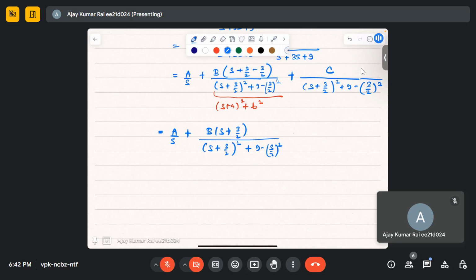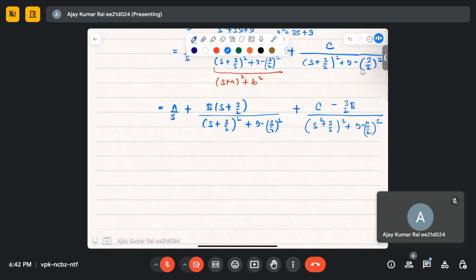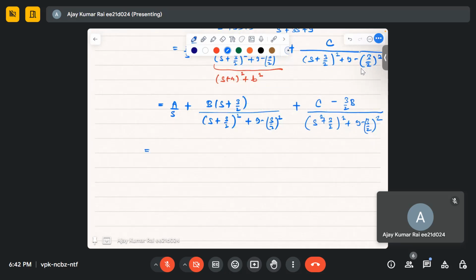And this you can write plus c minus (3/2)b, right? I'm just taking all the constants there. Over (s + 3/2) square plus 9 minus (3/2) whole square. So you don't have to calculate a, b, c. You have to take the inverse Laplace. Suppose a, b, c are some values. So how to take inverse Laplace?